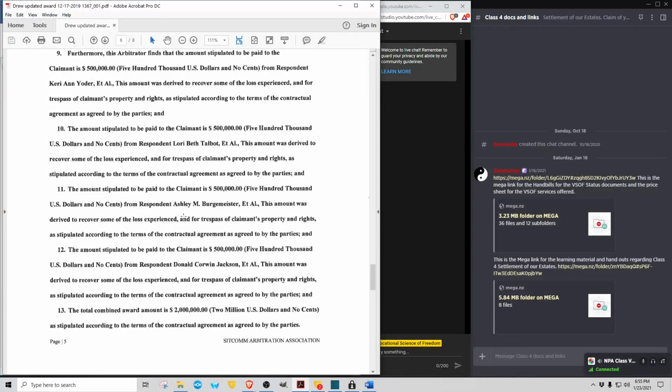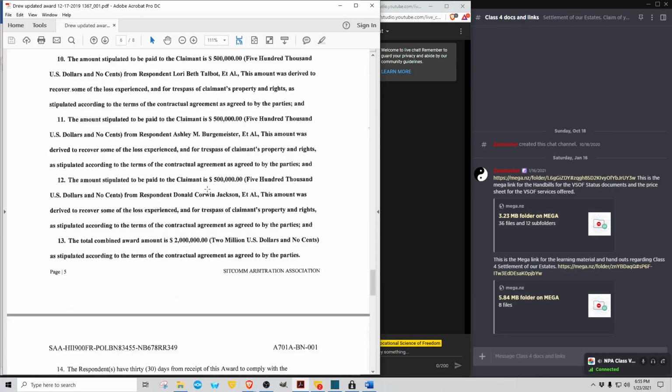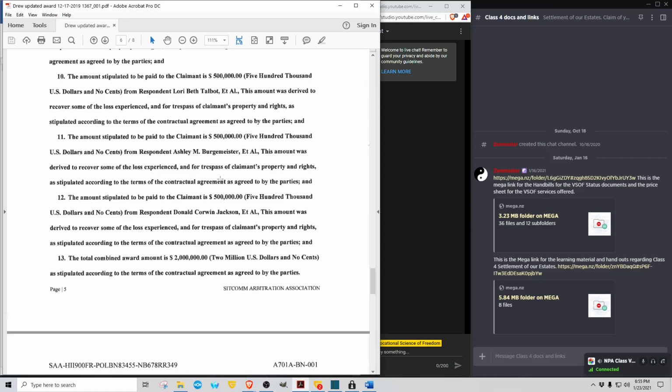None of them did what they were supposed to do after they got defaulted. So guess what? All of this goes to 5 times the amount. So this isn't 2 million. This is 10 million.